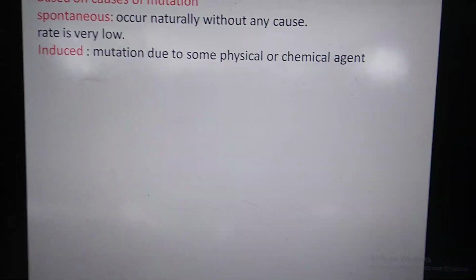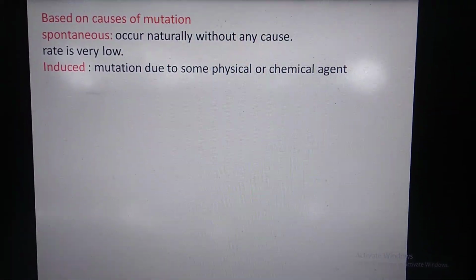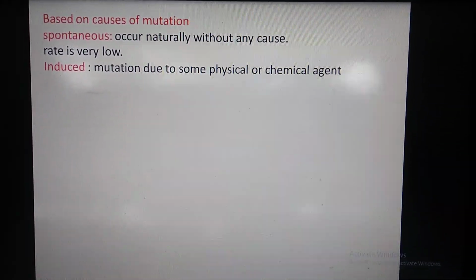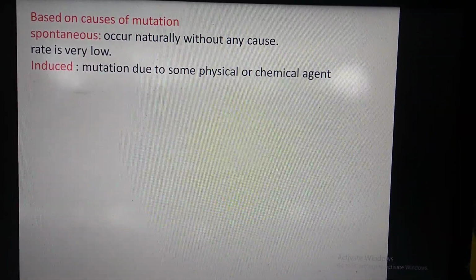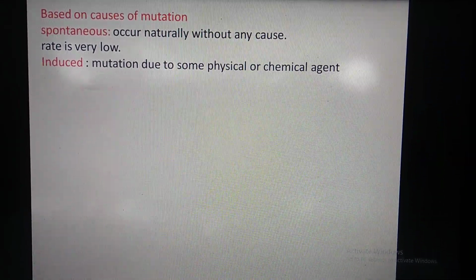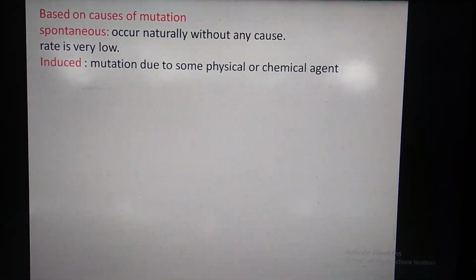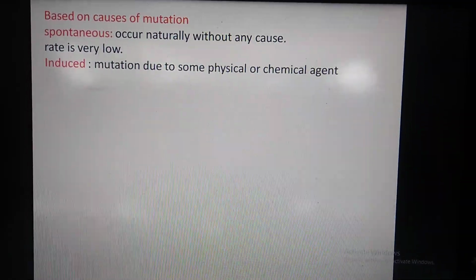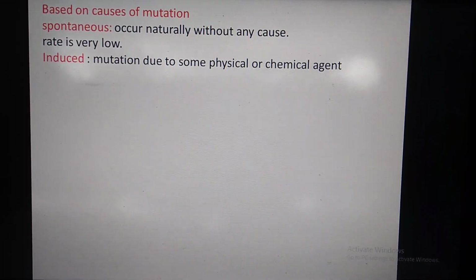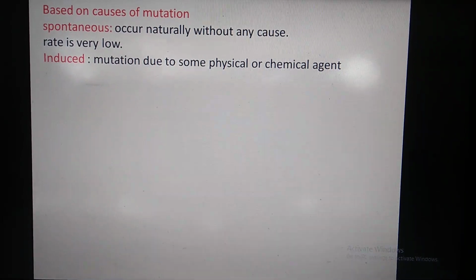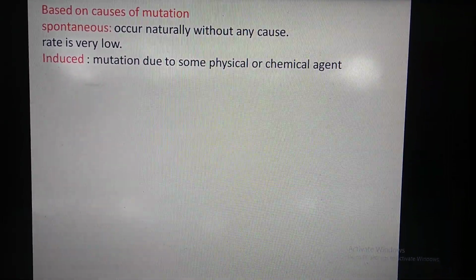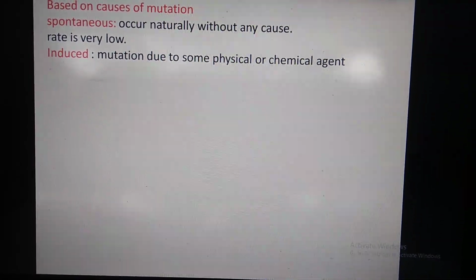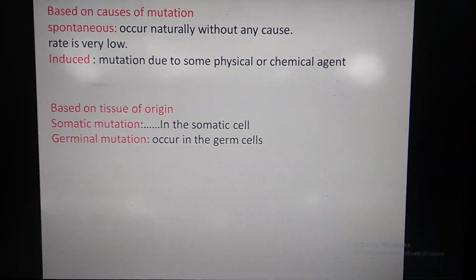What is induced mutation? This is a type of mutation that occurs due to some physical or chemical agent. Suppose some X-ray, some gamma ray or something else, and some chemical agents. So they may be caused by some physical or chemical agents. So they are induced by something, and they are called induced mutation.